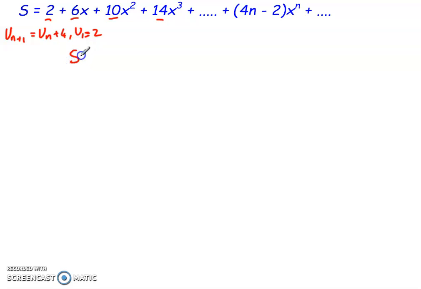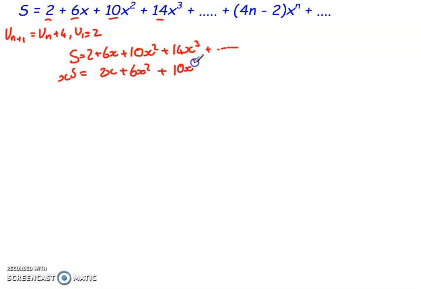So I'm going to stick to a similar method and technique as I showed you in the video before. I'm going to rewrite it out just so I've got it to work with. So S equals 2 plus 6x plus 10x squared plus 14x cubed, and then that would continue on. And then I'm going to multiply it by x. So I'm going to calculate xS, which in this case is going to be 2x plus 6x squared plus 10x cubed, and that's going to continue on and on.